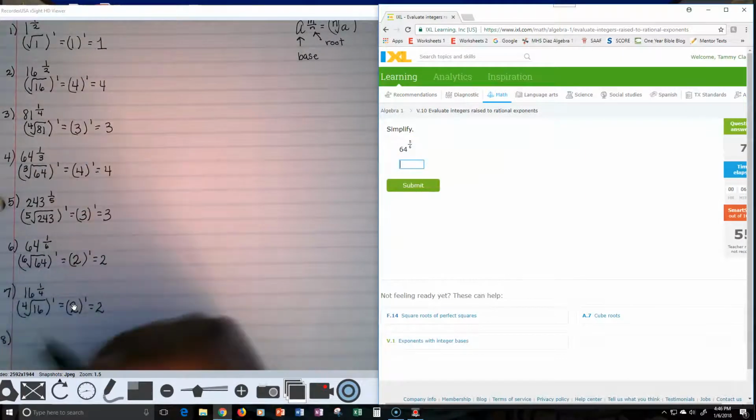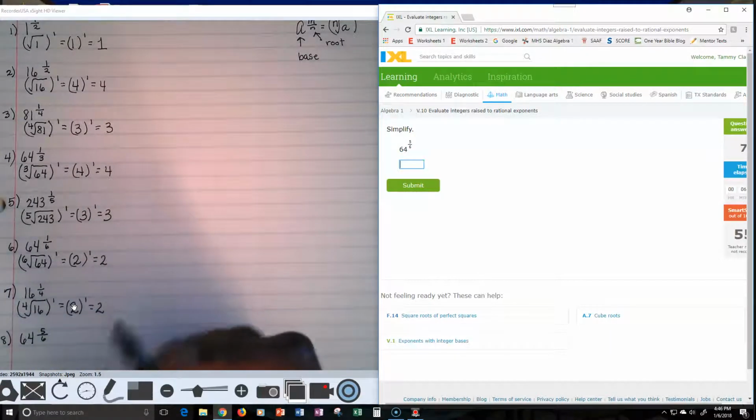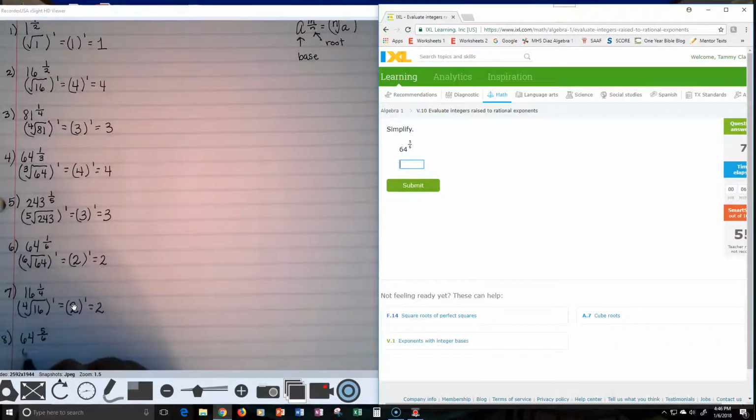Let's look at number 8. Oh, this is a great one. 64 to the 5/6 power. We're not going to change our process. We're going to do exactly what we've been doing. So we're going to take the 6th root of 64, and we're going to raise that answer to the 5th power. So the 6th root of 64, we already know is 2.